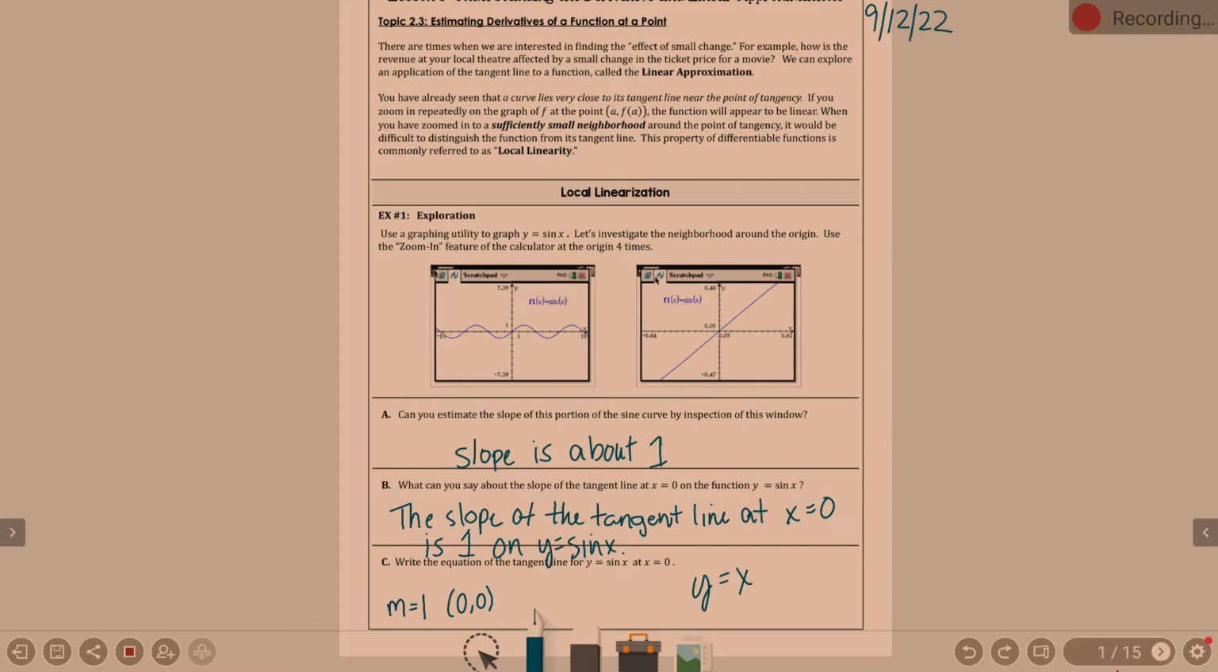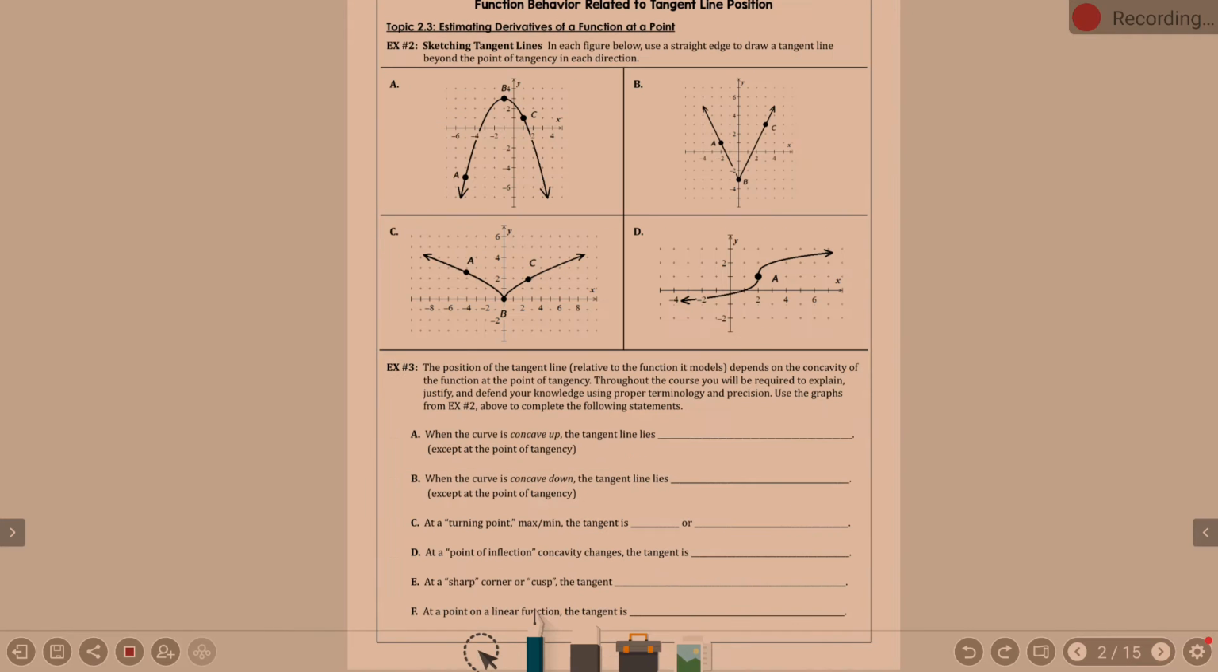Okay, so connection. The slope of the tangent line is the slope of the graph at that point. That's the connection to make. Okay, next page.